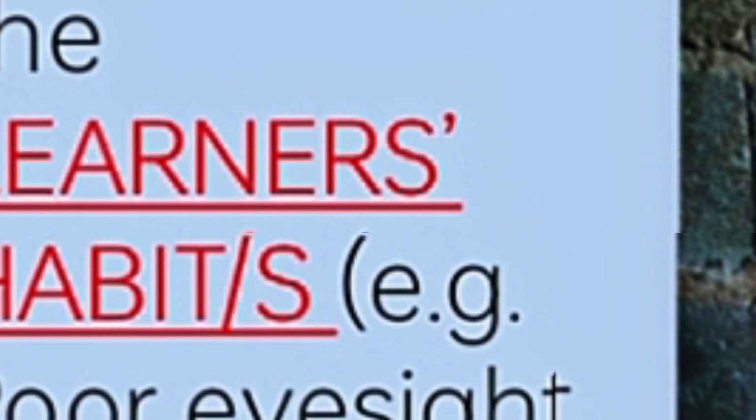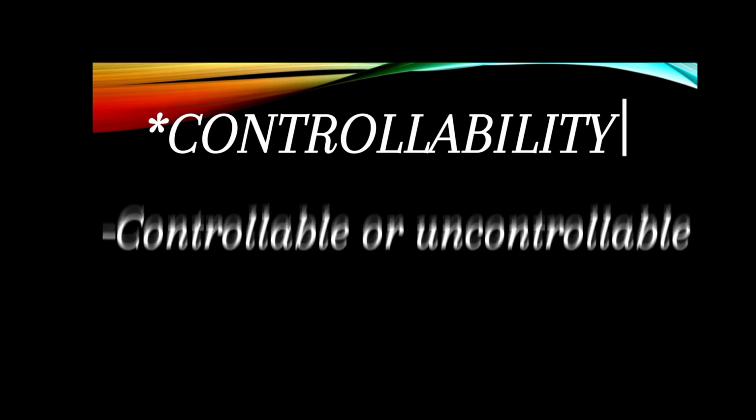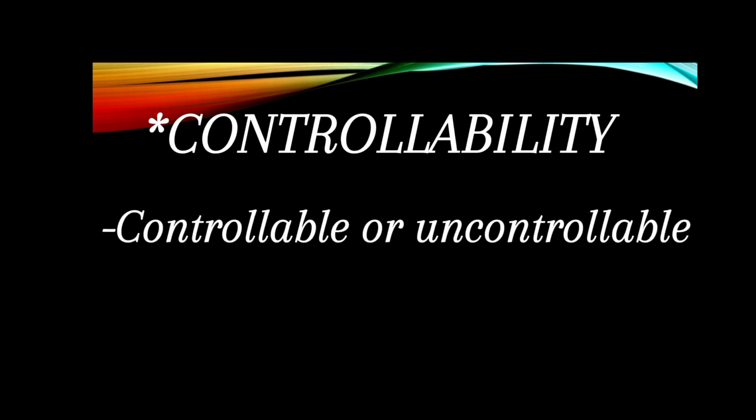Otherwise, if the student is aware that she has poor performance because of having poor eyesight due to excessive use of cell phone, then the attribution is unstable and still can be changed because the learner can use eyeglasses for a better performance. Third one is controllability. Are the attributions controllable or uncontrollable?